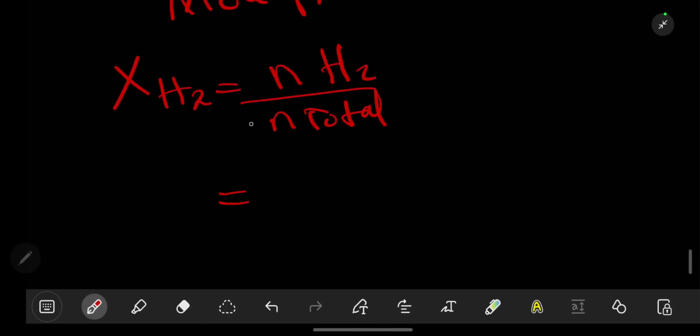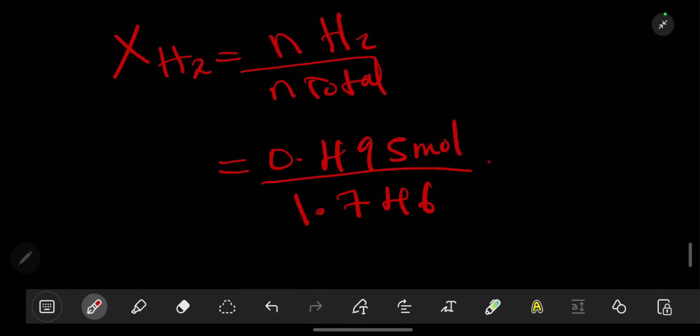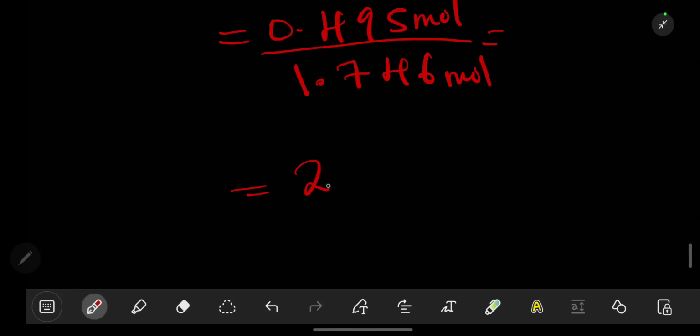So the number of moles of hydrogen was, if you recall, 0.495 moles, over the total moles, which is, when we added the moles, we had 1.746. Then when we divide, we are going to get 0.495 divided by 1.746. This is going to give us a value that is equivalent to, what do we have?